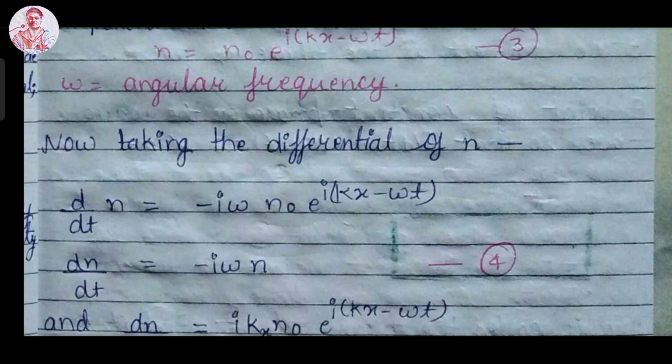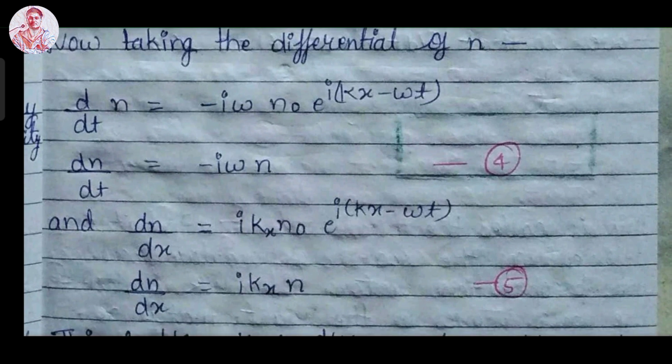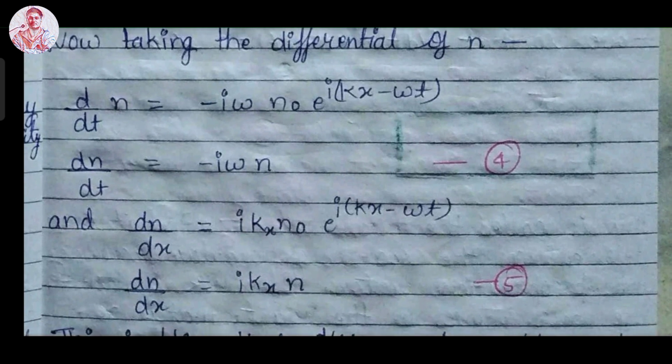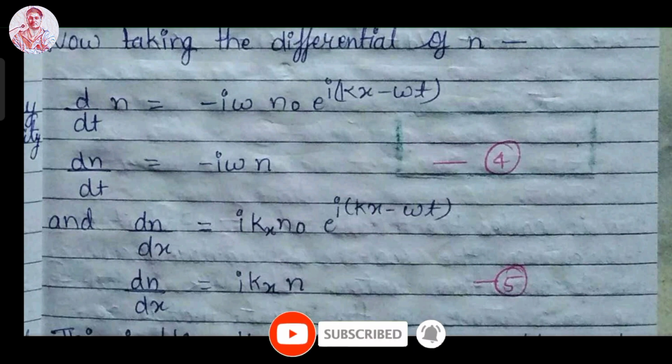Let's take this as equation number 4, and differentiate equation number 3 again with respect to x. We get dn/dx = i kx n0 e raised to the power i(kx − ωt). Here n0 e raised to the power i(kx − ωt) we can substitute with n, and then we get dn/dx = i kx n. Let's take this as equation number 5.